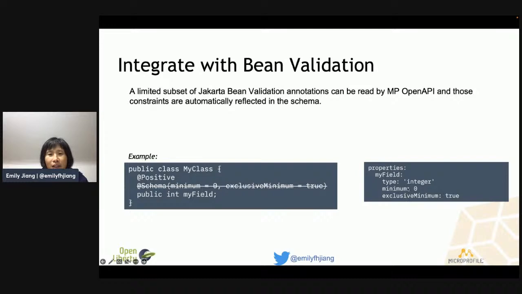Then when you generate the OpenAPI doc, you can see that this is positive. From OpenAPI 3.1, you no longer need to add @Schema and so on. The Bean Validation annotations are automatically processed into the OpenAPI doc.